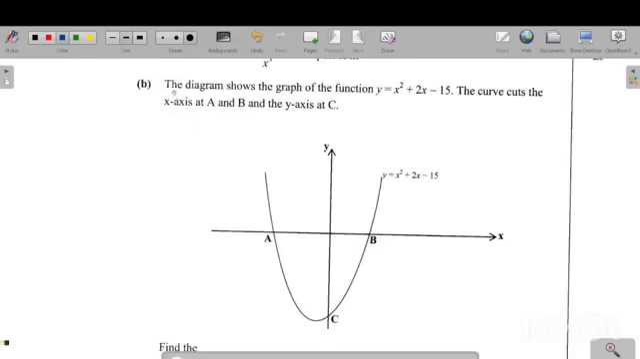Alright, so part B says the diagram shows the graph of the function y is equal to x squared plus 2x minus 15.